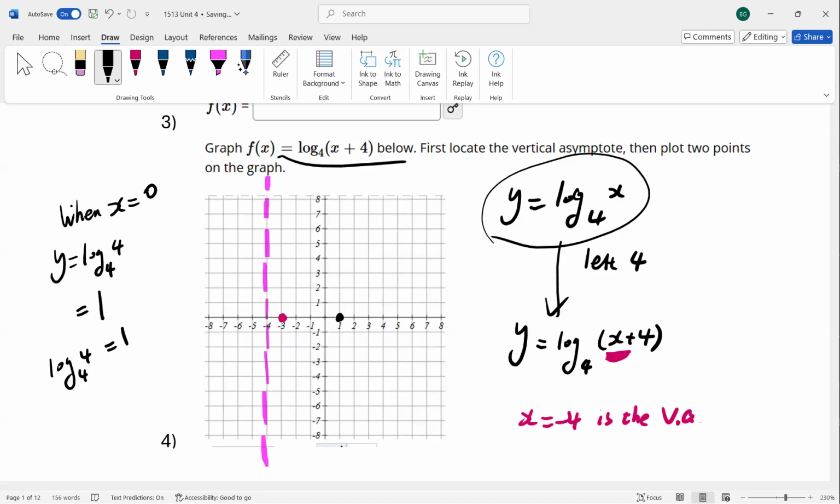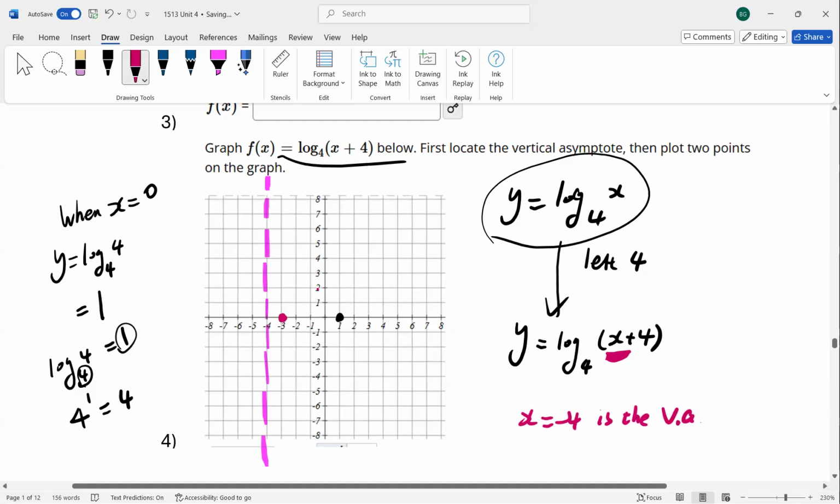We convert to the exponential form: 4 to the power 1 is 4. Remember, the base to the power of the log is the argument. So when we have a log function whose base and argument are the same, then the value of that log function is definitely 1. So we got another point, 0, 1. 0, 1 is kind of like the y-intercept of this graph, right?